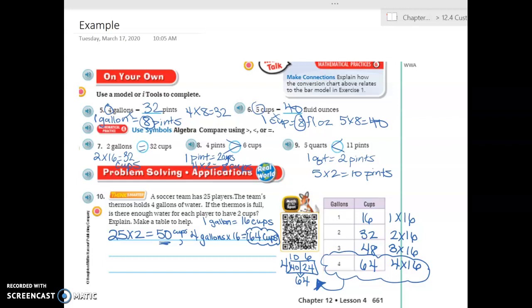25 times 2, because there's 25 players, for 2 cups each would give us 50 cups. We know that 1 gallon equals 16 cups, and we fill that in here according to our table. But we have 4 gallons, so we know that 4 times 16 gives us 64 after using the distributive method here. So if you look at it, they have 64 cups, and they have 50 cups they need to use. So the answer will be yes, there will be enough for each player to drink 2 cups of water.